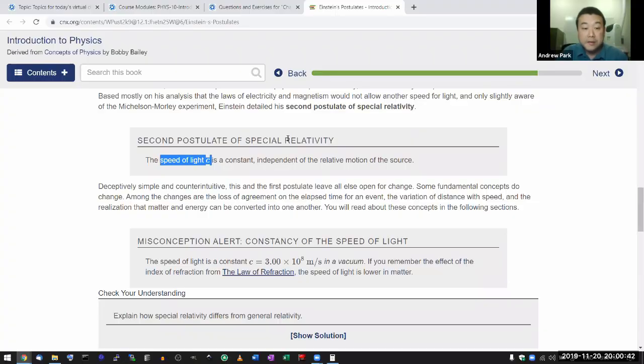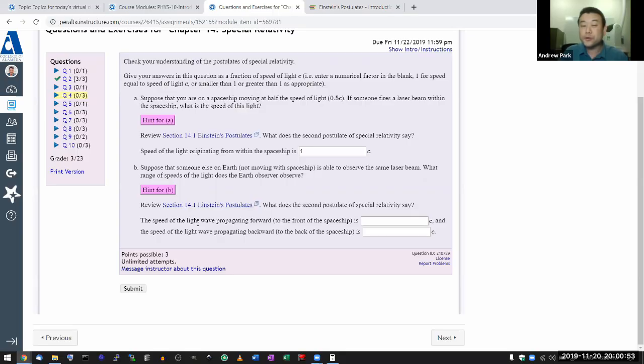That speed of light is constant. It doesn't change regardless of what situations you change. So going back here, if you are being tricked, you might be tempted to answer something like 1.5 and 0.5 here. It'll be wrong. They will both be 1. This is what I mean.